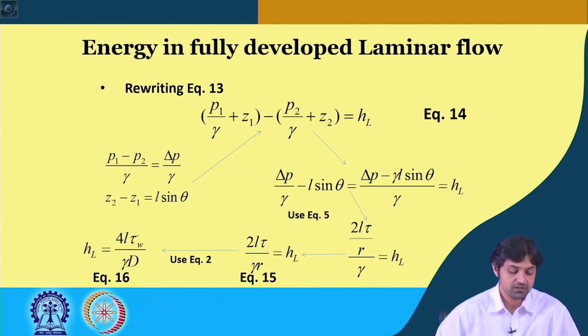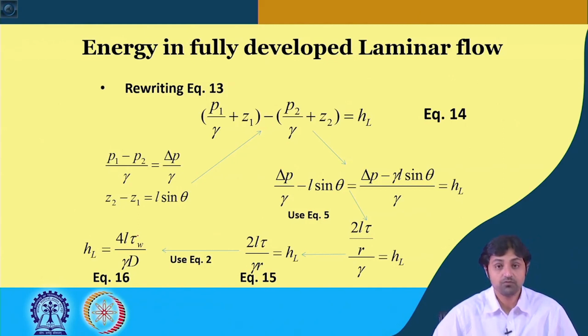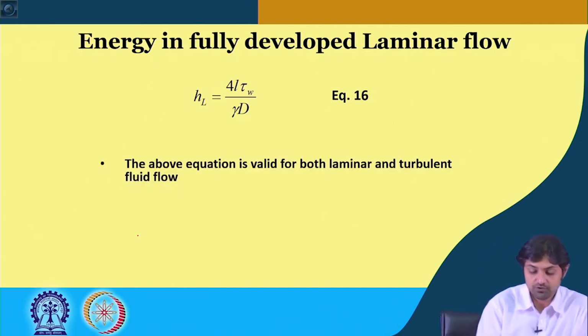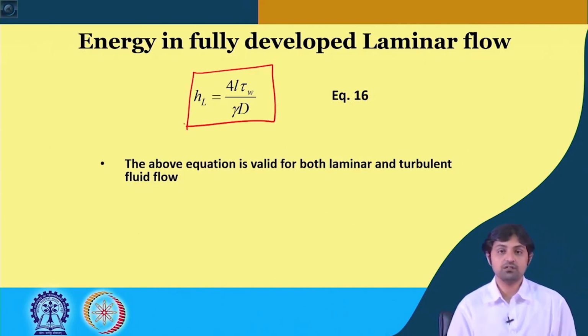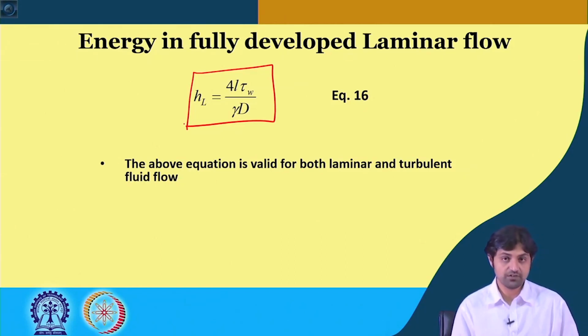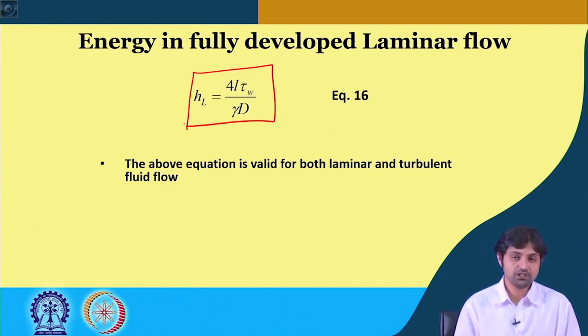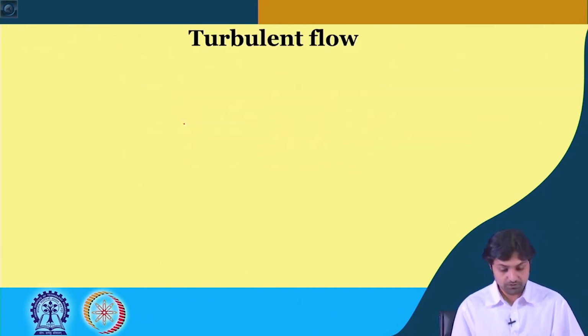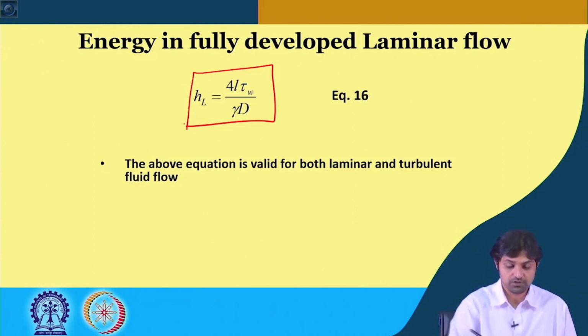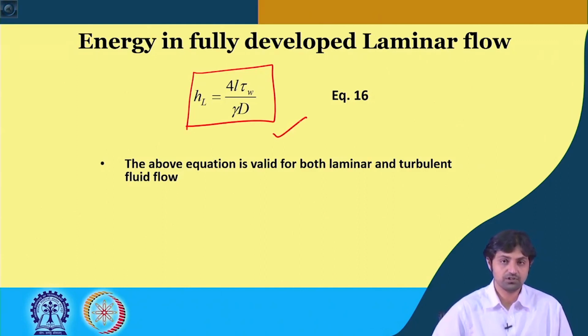The beauty of this equation is that 4L tau W by gamma D depends only on the wall shear stress. Now we have written head loss as 4L into tau W by gamma D. This is equation number 16, and this equation is valid both for laminar and turbulent flow. So we have not yet used any approximation specific for only laminar flow, because the tau W and tau relationship that we used was valid for both laminar and turbulent flow. So with this we conclude the energy in fully developed laminar flow, and since this is valid for turbulent flow, it also gives the energy in turbulent flow.